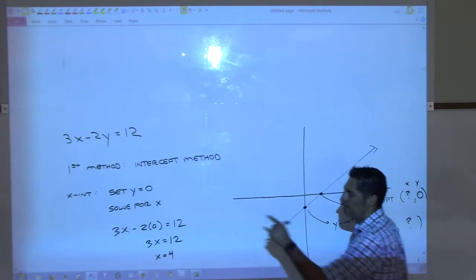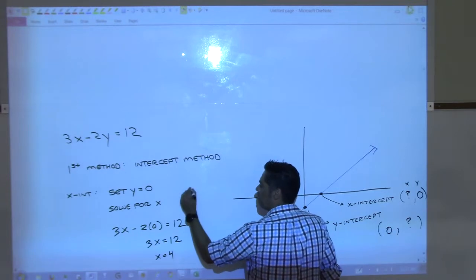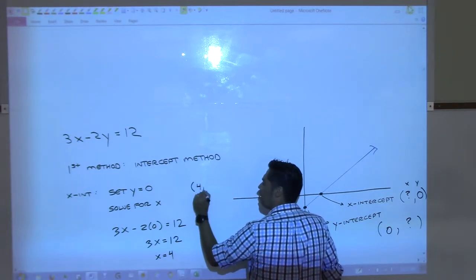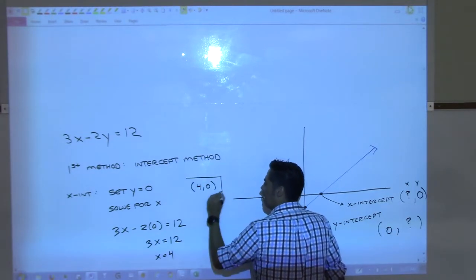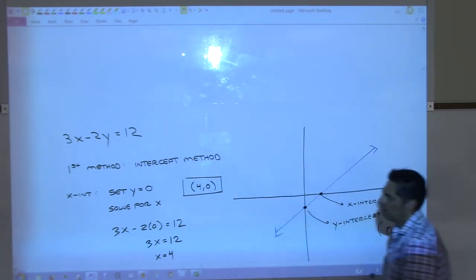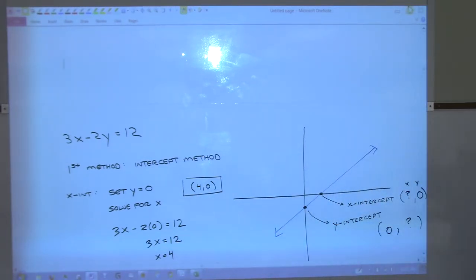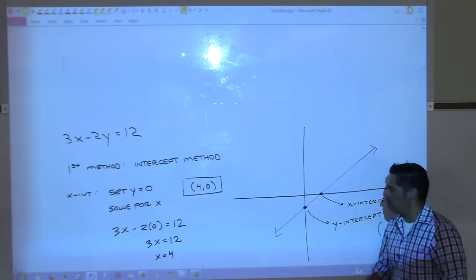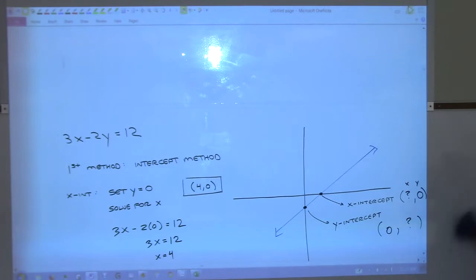So here's what I can say about the x-intercept. I'm going to just put the answer here. The x is 4 and the y is 0. We knew that, right? We knew the y was 0, and we figured out that the x was 4. So that is a point on our line. Now we have 1 point. We're going to go get the second point. How do we get the y-intercept?